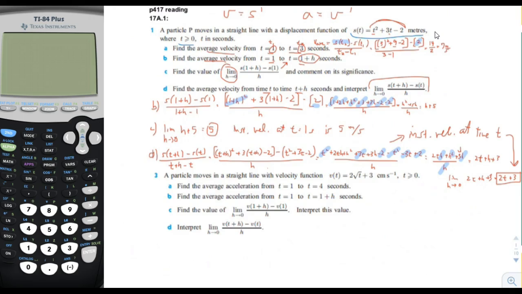And then you can see that since we're using first principles to find the instantaneous velocity, eventually we're going to just say, okay, we don't need to do first principles. We could just take the derivative, and it's much faster.